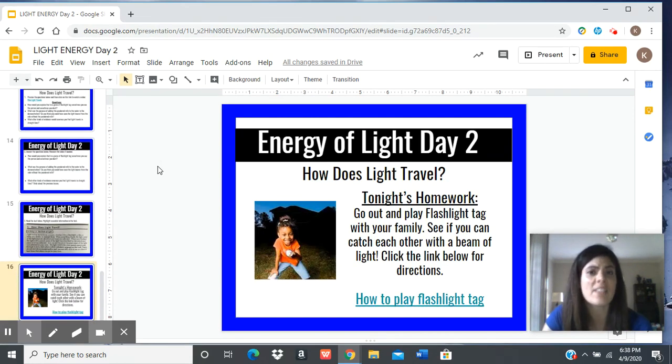The last slide of this assignment has the homework. Your homework is to continue to study how does light travel by going outside and playing a game of flashlight tag either tonight or this weekend with your family. See if you can catch each other with a beam of light. At the bottom of the slide, it says how to play flashlight tag in a light teal color. If you click on that link, it'll take you to directions so that you can play.